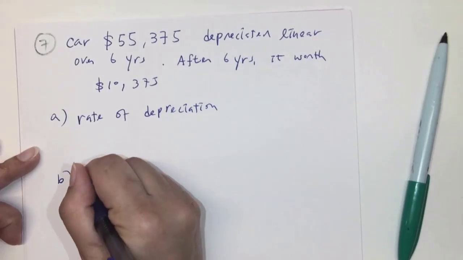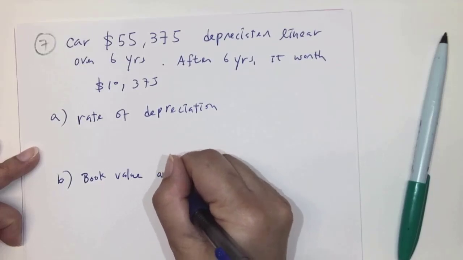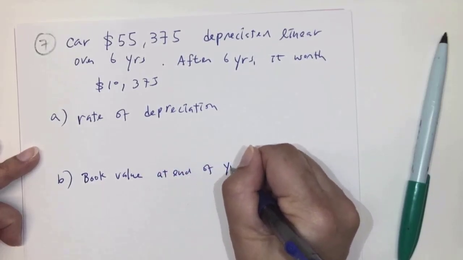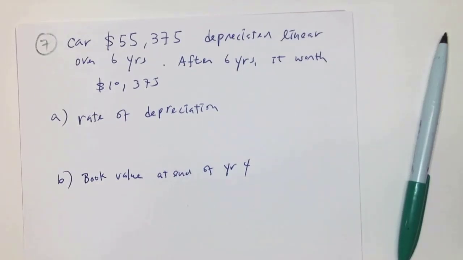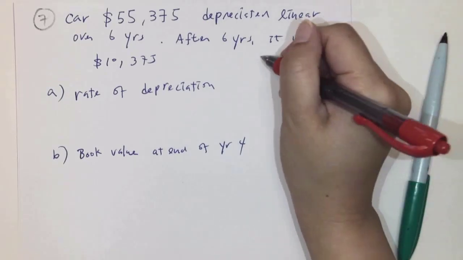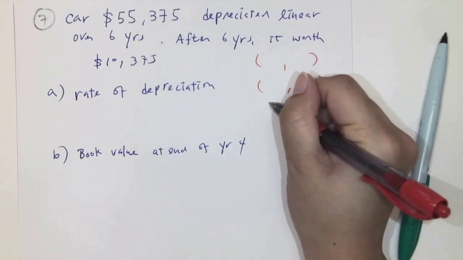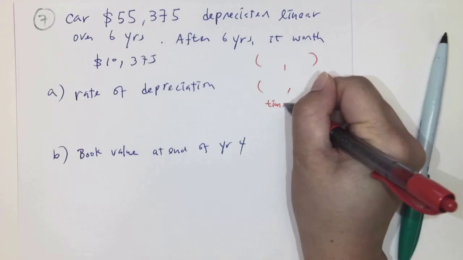Second one is the book value at the end of year 4. So this one is slightly different from the take-home quiz because after 6 years, there's still some value on the car. Okay, so we have 2 points based on the time and the value.